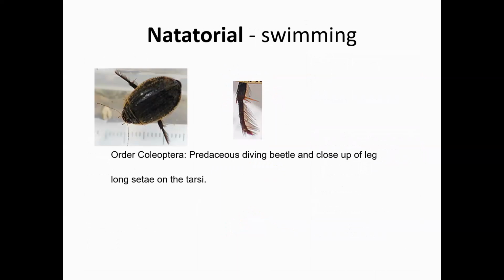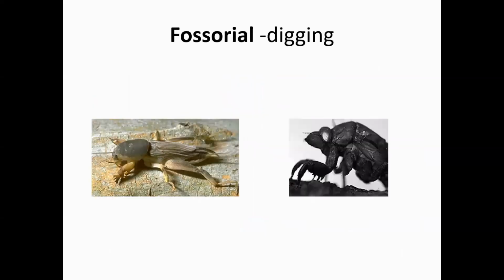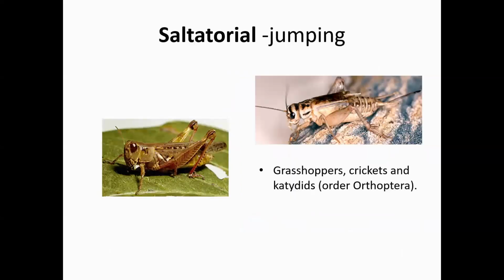So here you can see the natatorial or swimming type of legs in water beetles. Fossorial type of legs. The first one in case of mole cricket. And the second picture, you can see the immature stages of cicada. They are also having the fossorial or digging type of legs. Saltatorial, jumping type of legs in case of grasshoppers, the crickets and katydids.